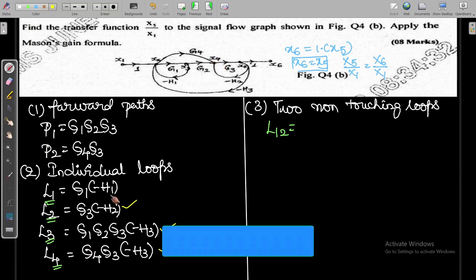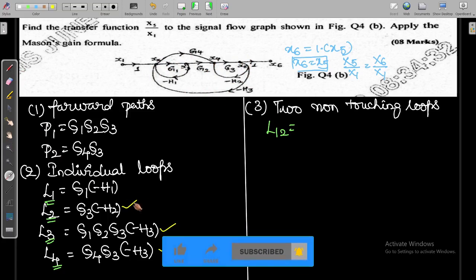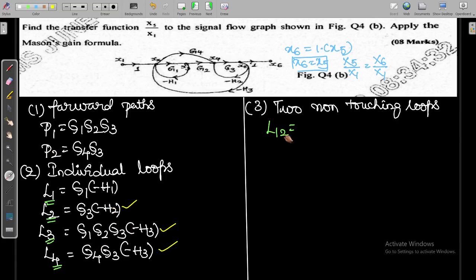Next, compare 3 and 4. 3 will be this one and 4 will be this one, so they have common nodes, so you can't take 3 and 4. All the loops are eliminated, so we have only one non-touching loop pair, that will be L12.